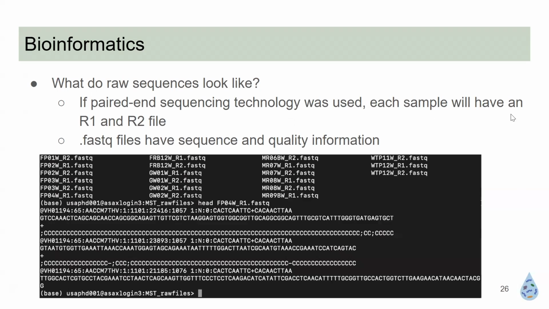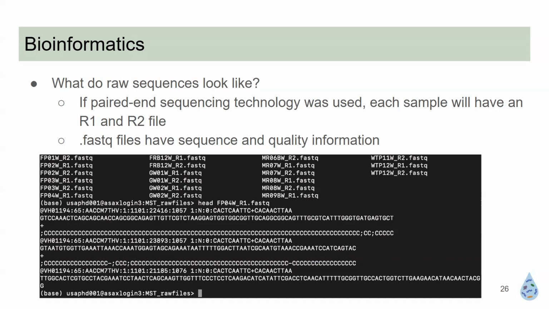So when you send your samples away for sequencing, what does it look like when you get data files back? If paired-end sequencing technology was used, each sample is going to have an R1 and an R2 file. For example, WTP12 has an R1 and an R2. These are the forward read and reverse read, and they go together. You need both of them for paired ends. And they also end in .fastq, meaning that the file has sequence and quality information.